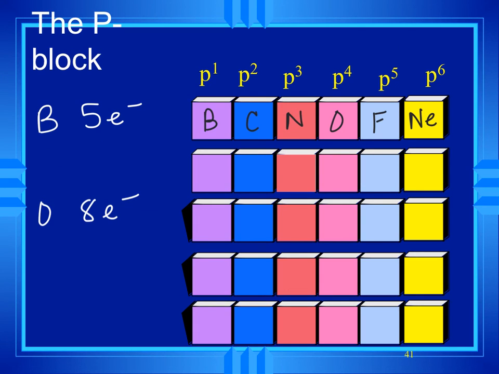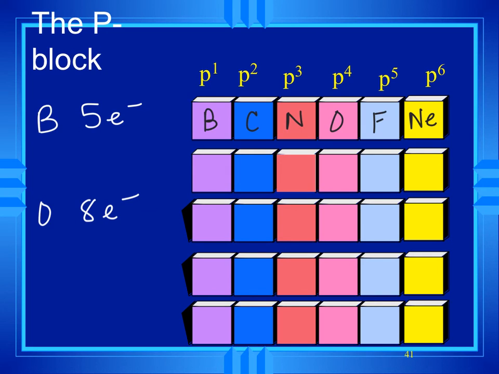Now the P block is found on the right-hand side of the periodic table, and I've just inserted some of the elements that you'd find here. So there'd be boron, carbon, nitrogen, oxygen, fluorine, neon over here. And so what we're saying is if we had an electron configuration for boron, we know that it's going to end in p1. So let's go ahead and look at an example.